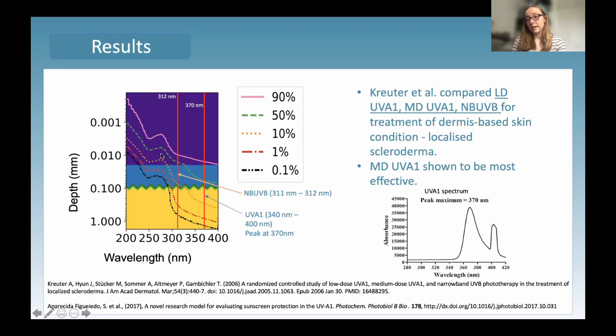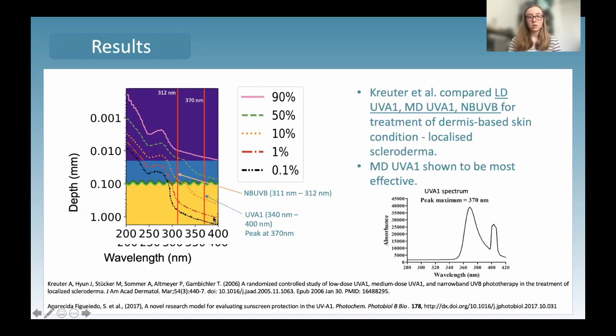Scleroderma is primarily a disease of the dermal layer, and so light reaching this layer is very likely to be more effective. Narrowband UVB has a wavelength of 311 to 312 nanometers, as shown here, and we can see that somewhere between 10 and 1% of the incident light reaches the top of the dermis. UVA1, on the other hand, has a range of 340 to 400 nanometers with a peak wavelength of 370 nanometers. And here we can see that actually between 10 and 50% is reaching the top of the dermis. So as a higher percentage of the original intensity of light is reaching the affected area, it is likely that this treatment is going to be more potent.